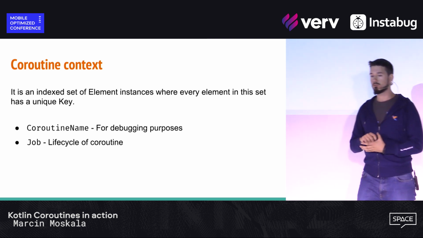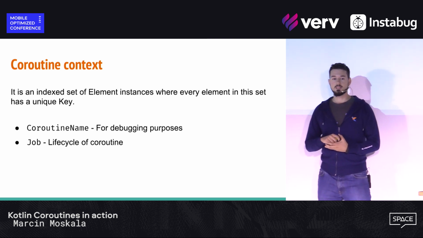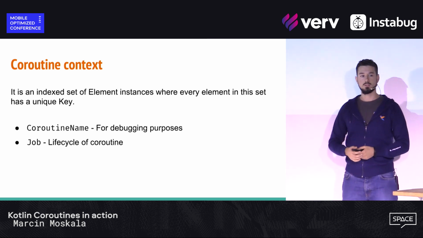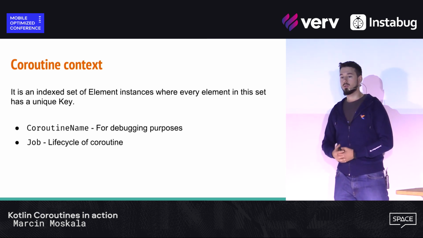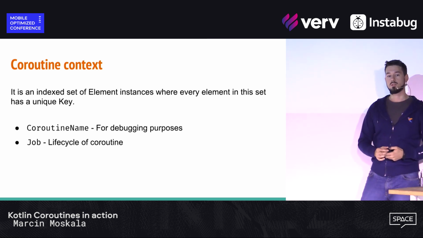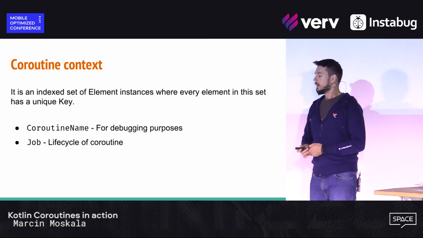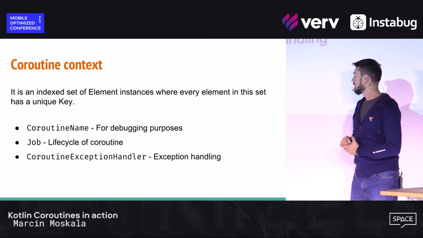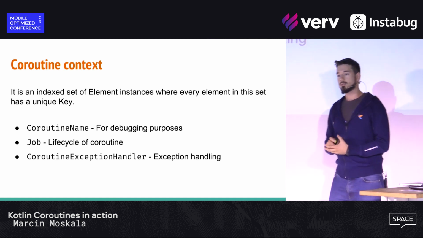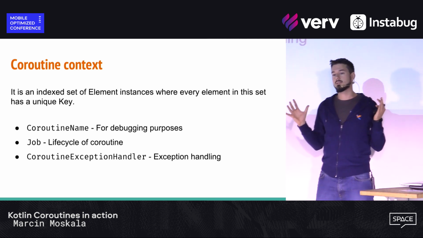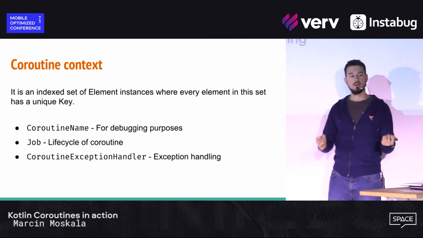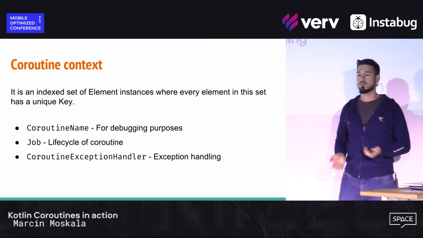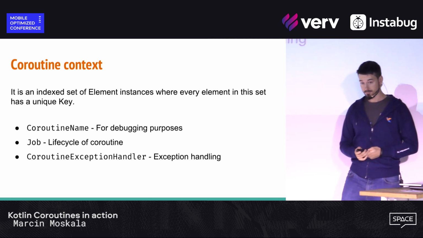Job is the life cycle of a coroutine, and it is especially useful in Android to cancel our coroutines. We will see it in a second. It can also be used to await some coroutine or coroutines. There is also the coroutine exception handler, another very useful thing. You can pass it as a context, and it will give you the way of exception handling for all the coroutines you started with this context.